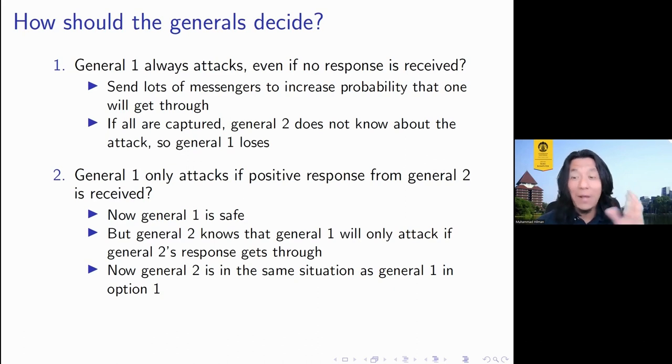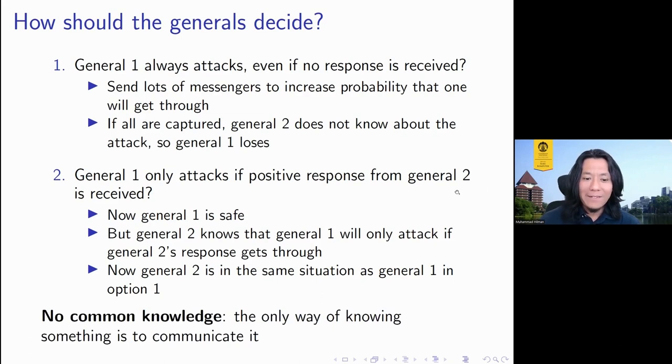Whether the response sent by General 2 is going through to General 1. In this kind of scenario, General 2 is in the same situation as General 1. So both options still create a critical problem that should be solved. Okay, so if there is no common knowledge, we cannot do anything about it. The only way of knowing something is to communicate and reach agreement, or in distributed systems terminology, it's called consensus. So we should reach some kind of consensus about the plan.